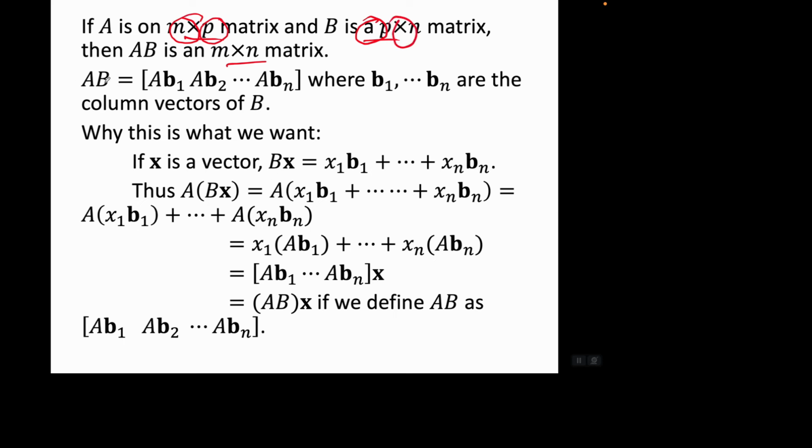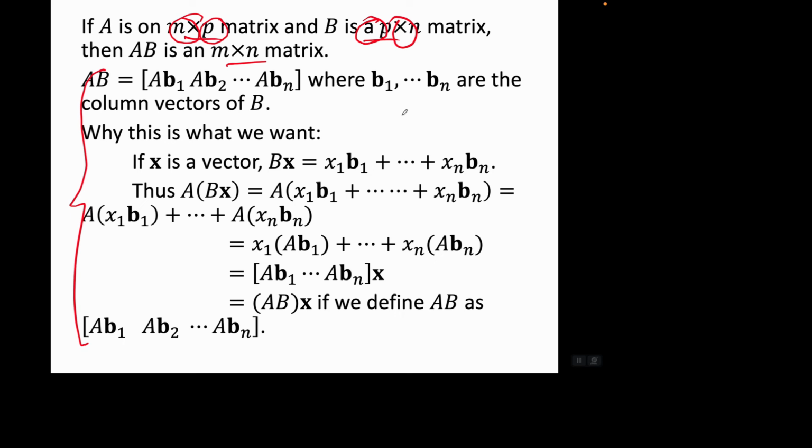A times B, now again, this seems incredibly confusing. We'll see a much easier way to evaluate this in a subsequent video, but I just need to tell you this. AB, the matrix product, the product of these two matrices, is going to be AB1, AB2, ..., ABn, that's it, where B1, B2, ..., Bn are the column vectors of B.